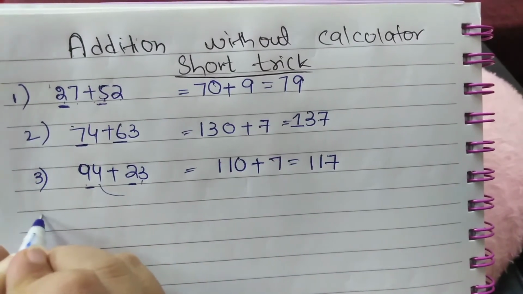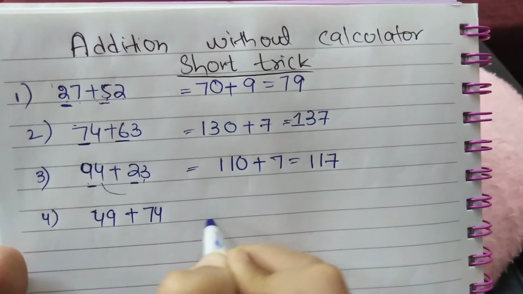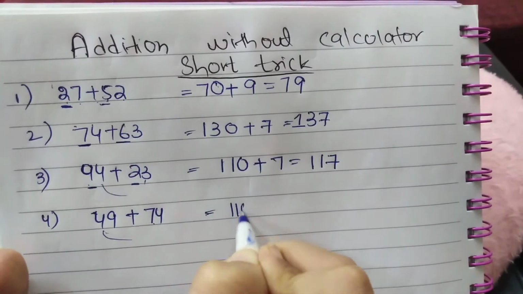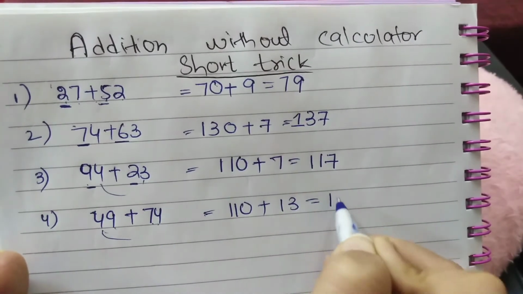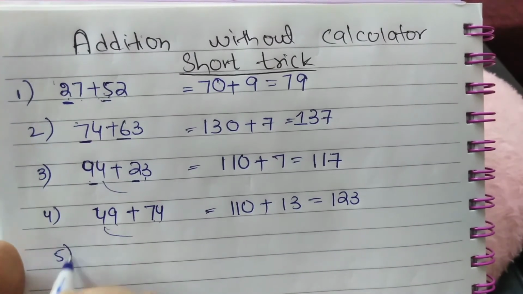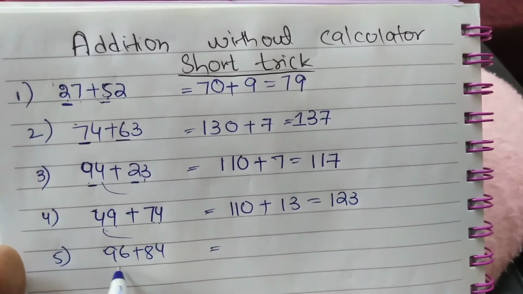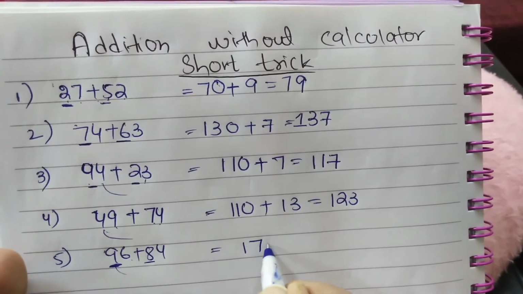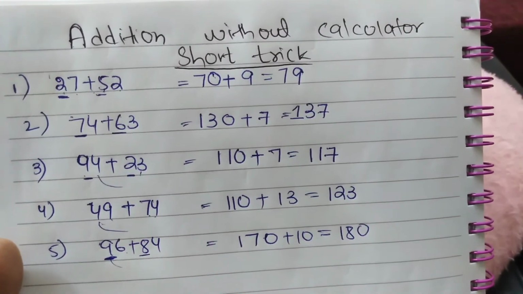Next question is addition of 49 plus 74. 4 plus 7 is 11, so place a 0, plus 4 plus 9 is 13. 110 plus 13 is 123. It's the addition of 49 and 74. Next question is addition of 96 and 84. 9 plus 8 is 17. 6 plus 4 is 10. So 180 is the addition of 96 and 84.